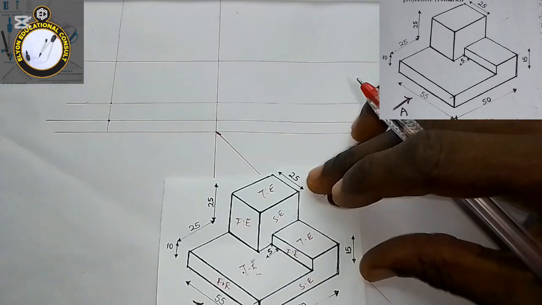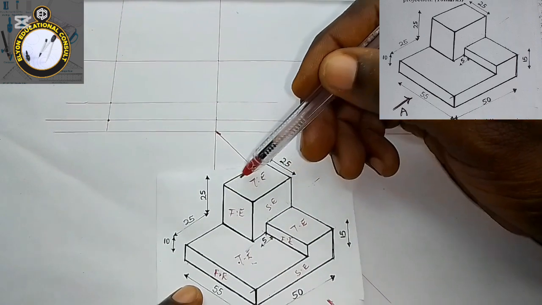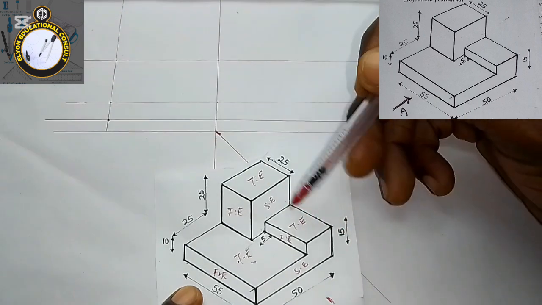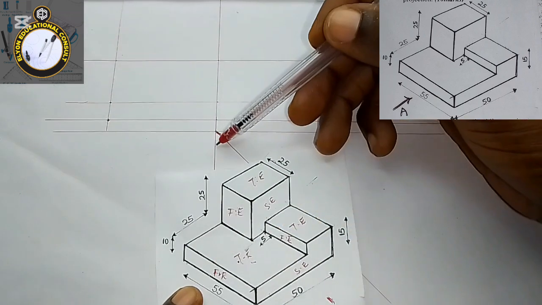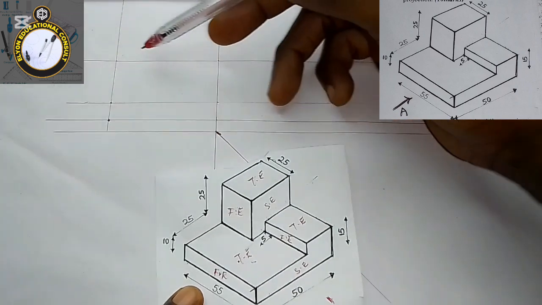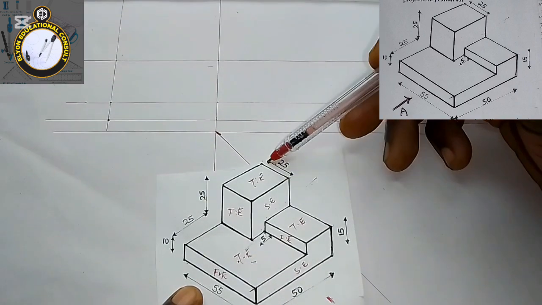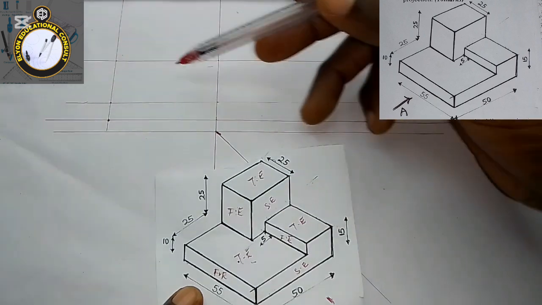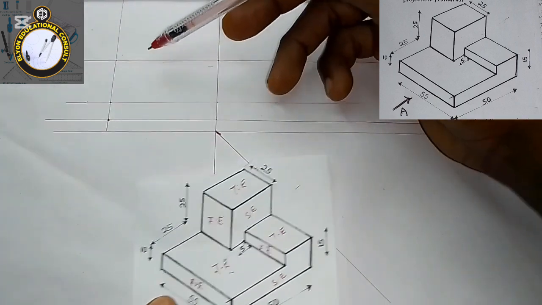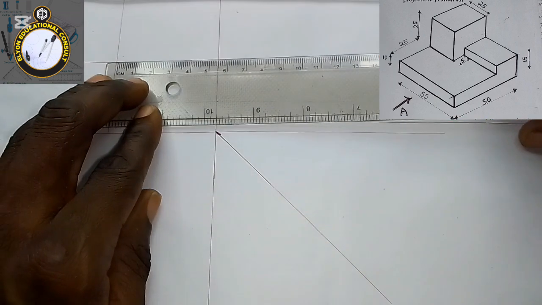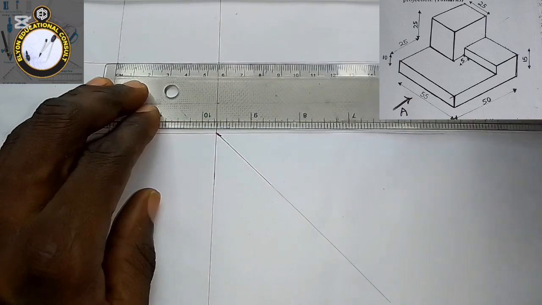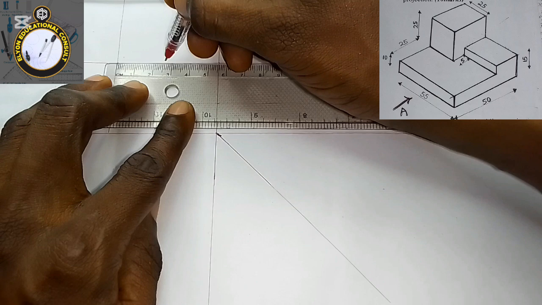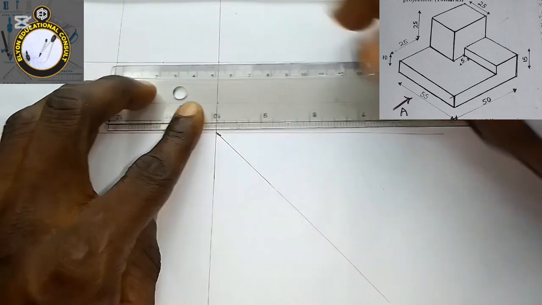Then we come to this top now, this part here. So everything here, here and here is 55. Here is 25, so if here is 25, then the remaining part here will be 30. So we take 25 here and 30 here. So we take 25. So this is my 25.